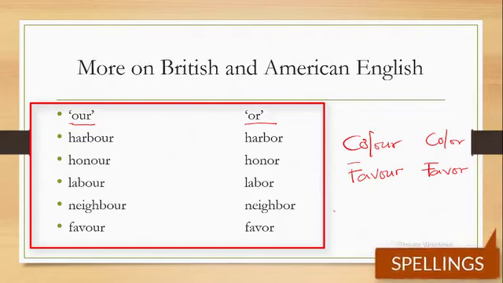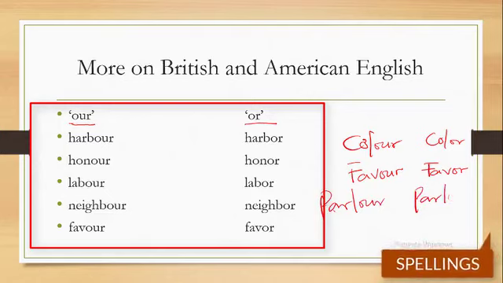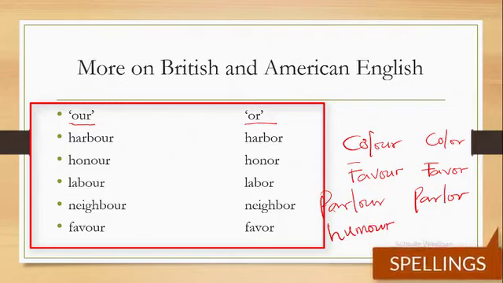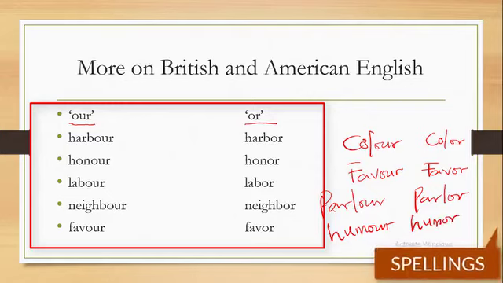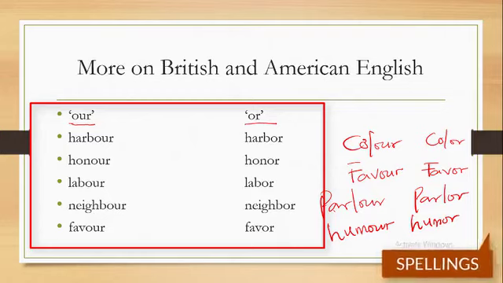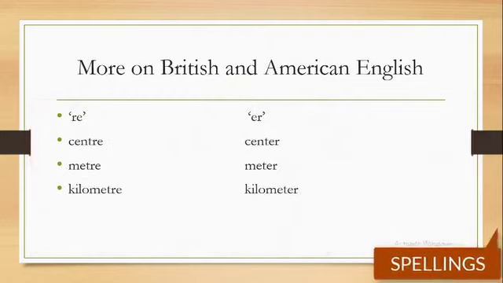There are numerous examples. Even the word parlour in British English is spelled this way. In American English, you spell parlor this way. Even the word humour, which is to make people laugh, so you have a good sense of humour. But in American English, it's spelled humor. So the words to your left are British, while the words to your right are American English spellings.